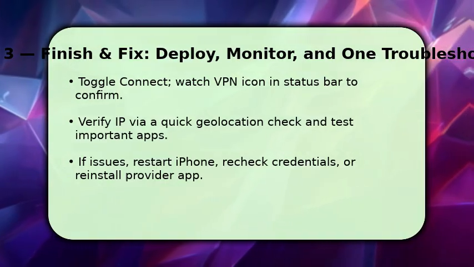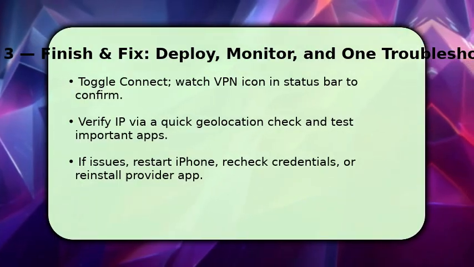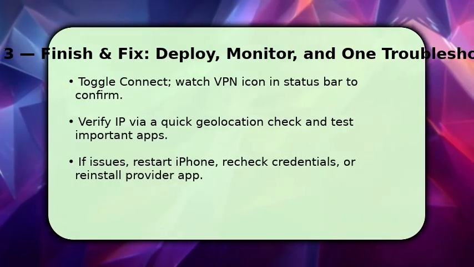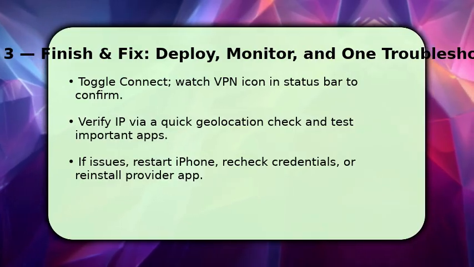Once connected, check your public IP and open apps that need the VPN. This confirms routing and DNS. If connection fails, sign out and back into the VPN account, restart your iPhone, and retry.